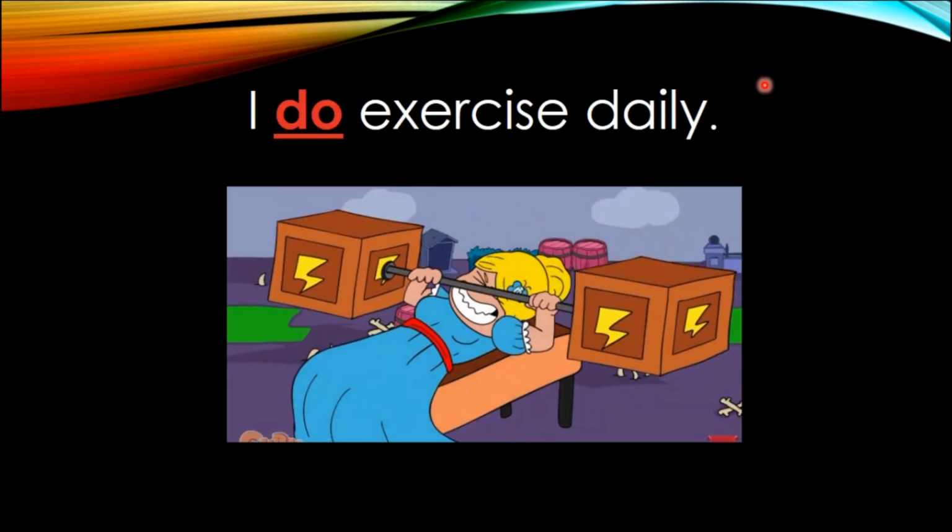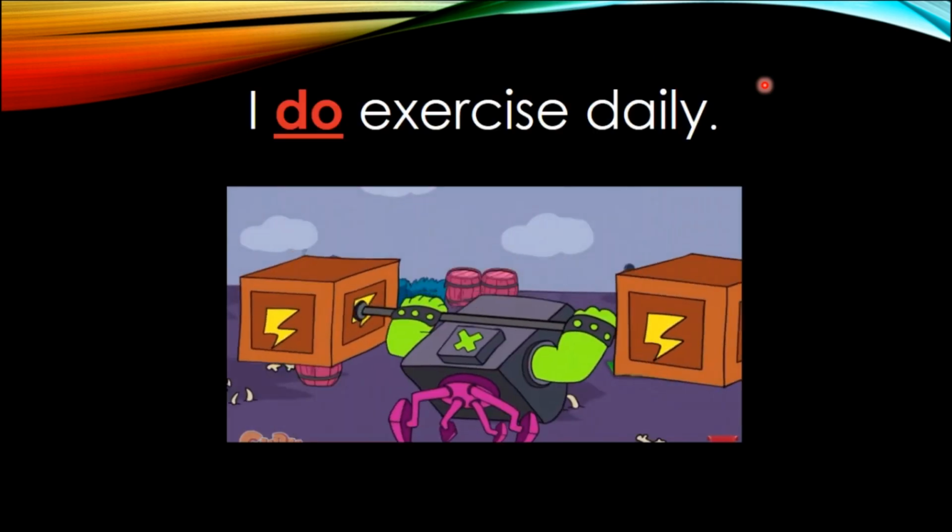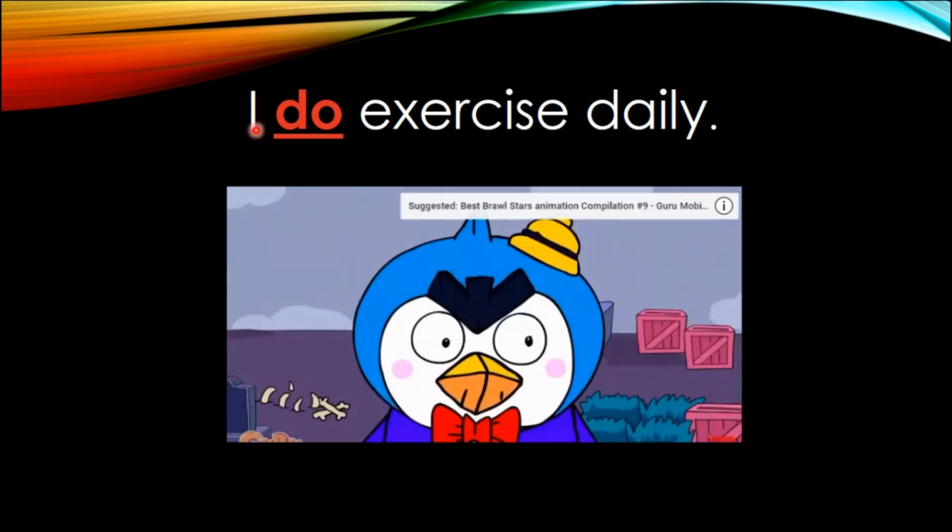I do exercise daily. Here the subject is I followed by V1. I do not add any S or ES to this simple present tense because of the subject. The subject is not third person, not singular. It's the first person singular, so I do not add any S or ES to the present verb. I do exercise daily. Good.